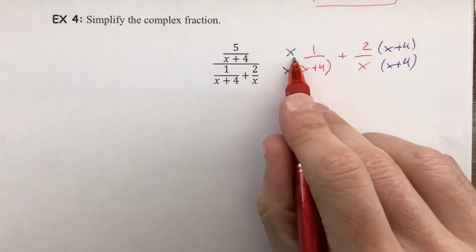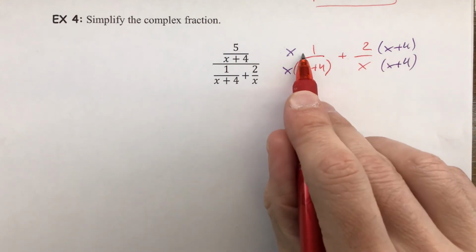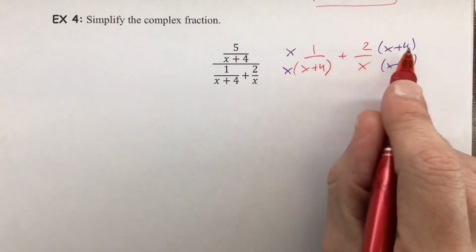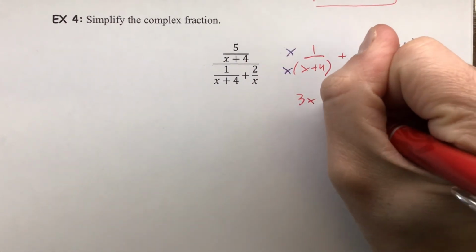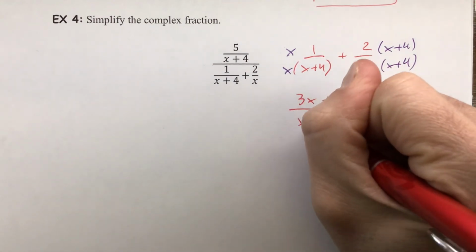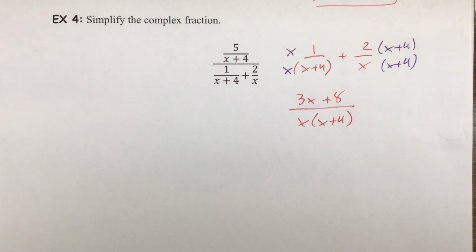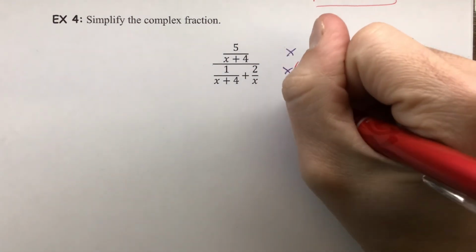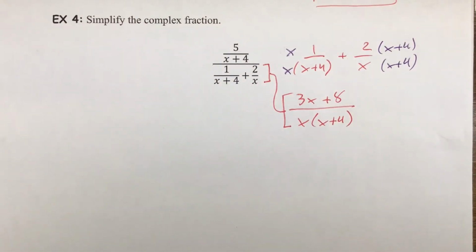All right, so the top is going to become x plus 2x plus 8. So that's going to give us 3x plus 8. The denominator, we'll leave that factored. That's going to be x times x plus 4. Okay, so this represents that denominator. So now that we know that, we can do keep, change, flip.